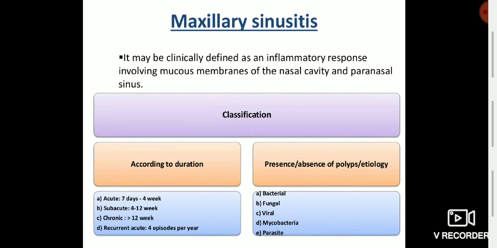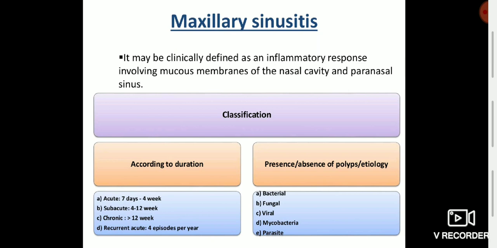Coming to maxillary sinusitis. It is clinically defined as an inflammatory response involving the mucous membranes of the nasal cavity and paranasal sinuses. Coming to the classification, according to duration, and next is presence or absence of polyp. According to the duration, you have acute, which is seen in 7 days to 4 weeks, subacute, that is 4 to 12 weeks, and chronic, which is present for more than 12 weeks. Next one is recurrent acute, where you have recurrent episodes per year.